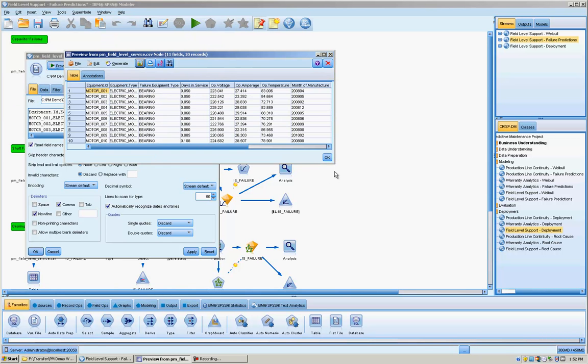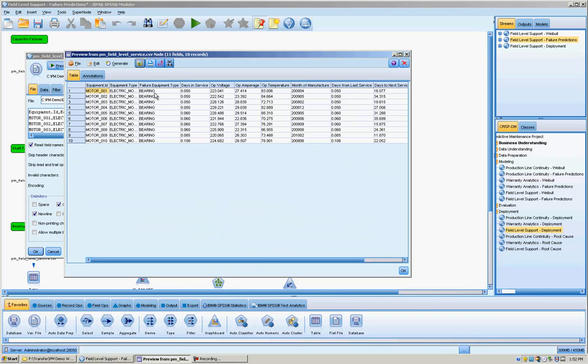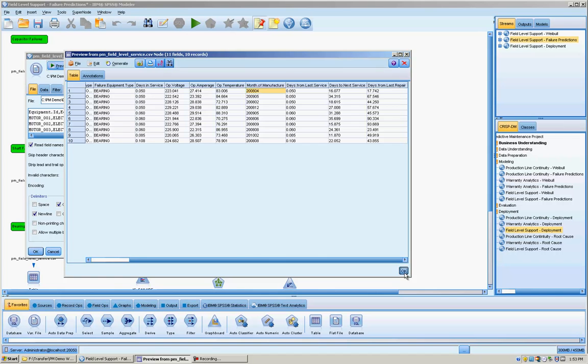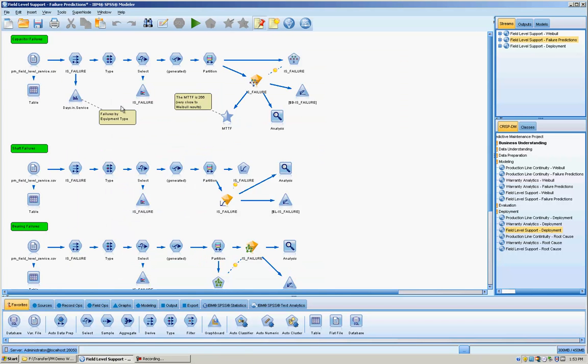we see that we have information about the equipment. We have what type of failure we have experienced, if we have experienced one, how many days it's been in service, condition monitoring data such as the operating voltage, amperage, and temperature, the month that the motor was manufactured, and then its service history. We take this data and split it into two data sets, one for training the model and one for testing the model. In this example, we're actually using a Bayesian network.